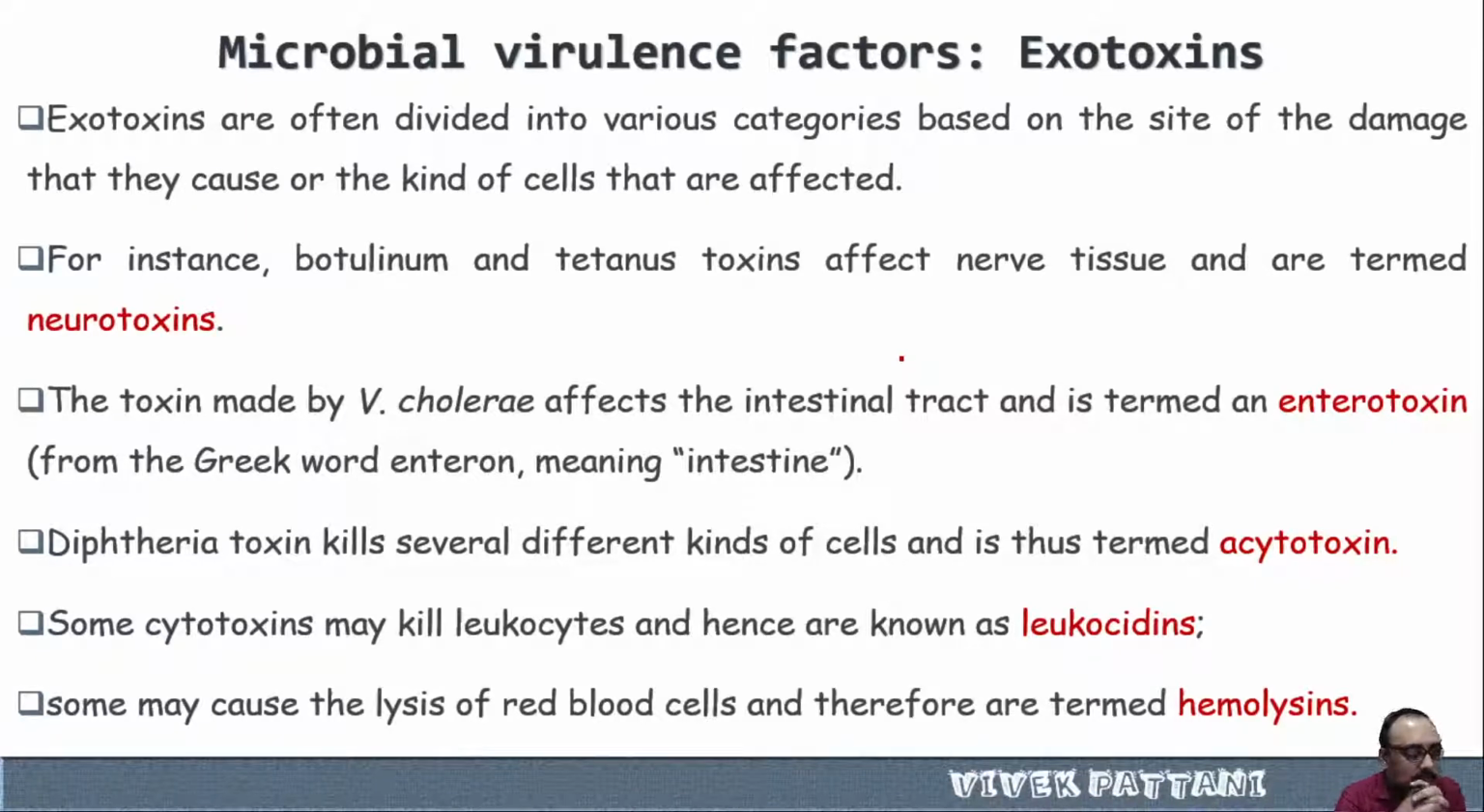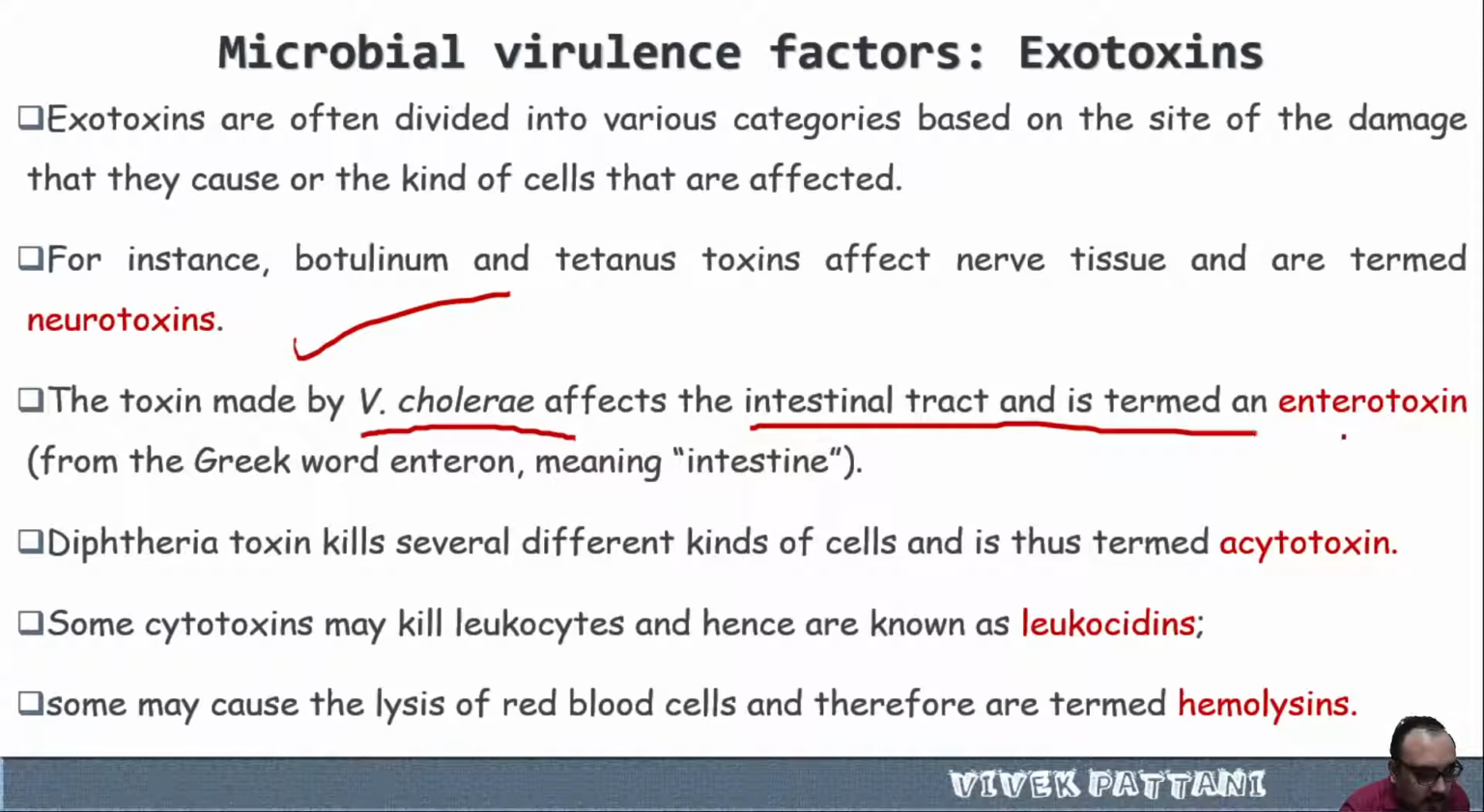Exotoxins are often divided into various categories. Please remember these definitions, these are important terms. For instance, botulinum and tetanus toxin affect the nerve tissue and are termed neurotoxins. The toxin made by Vibrio cholerae, which affects the intestinal tract, is termed an enterotoxin. Now comes the cytotoxin, which is produced by diphtheria.